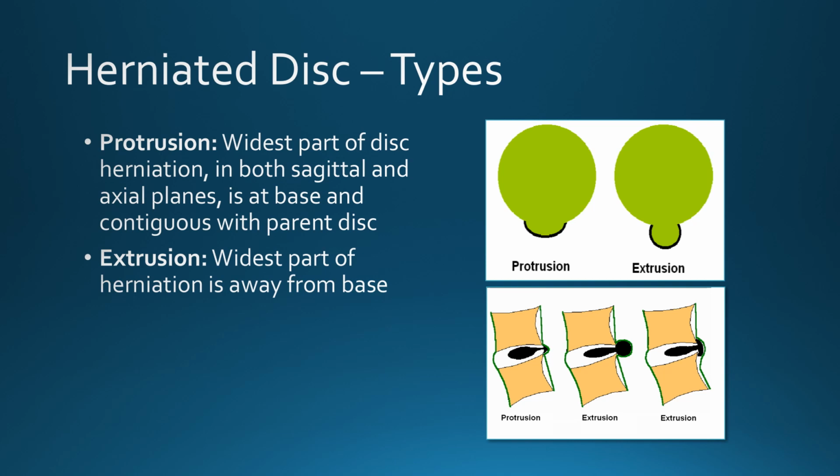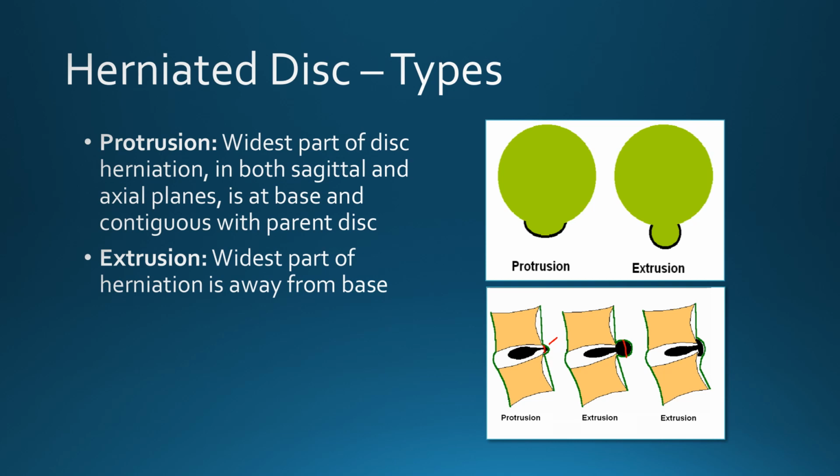And I will say these are often misclassified, and that's why I usually just use the term disc herniation. But if you look at the diagram, the one on the left here is a disc protrusion. The base of the herniation, which is here, is fully contiguous with the parent disc. This next one is an extrusion, so the widest part, which would be from here to here, is not contiguous with the disc. The widest part is out here, the disc is over here.